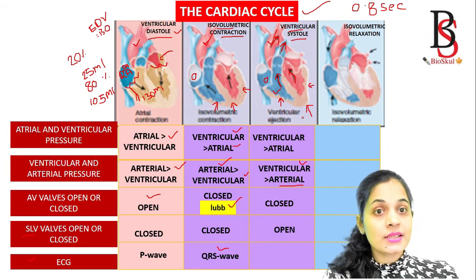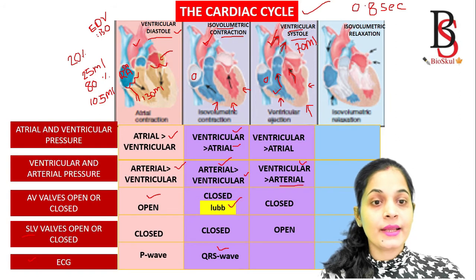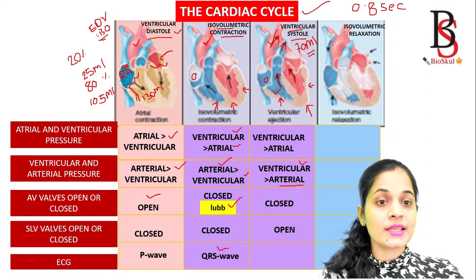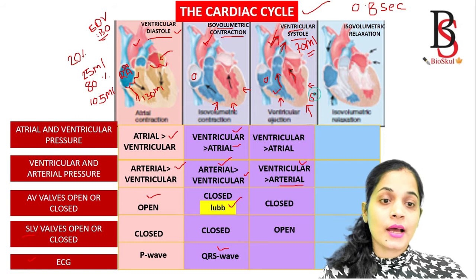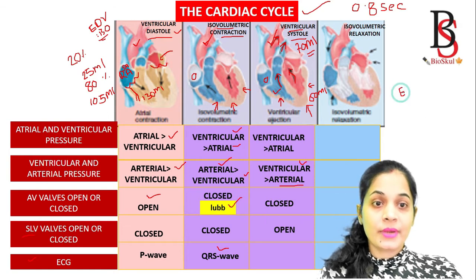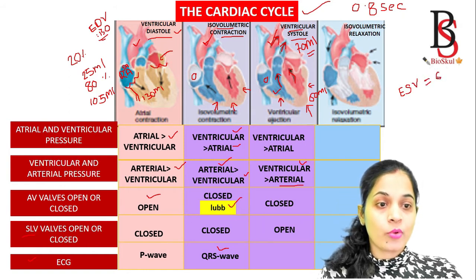Now the question is, what amount of blood is ejected from the ventricles to the artery? It is only 70 ml of blood. At the end diastolic volume it was 130 ml. Out of 130 ml, only 70 ml of blood is ejected from each ventricle. So now what amount of blood is left in the ventricle? About 60 ml of blood is left. The amount of blood that is left in the ventricle at the end of systole is known as the end systolic volume. It is called end systolic volume and it is 60 ml.